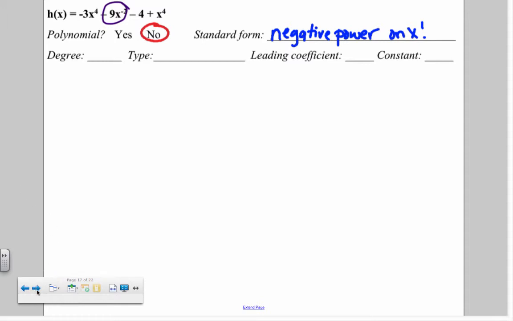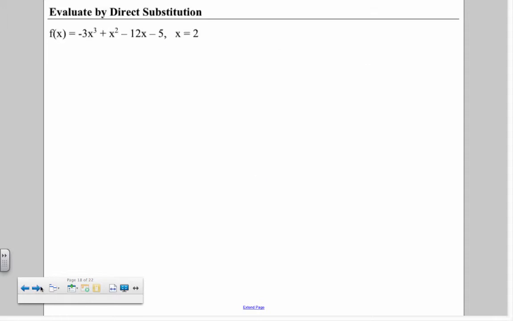Okay, let's go ahead and turn the page over, and we'll be talking about evaluating by direct substitution. So evaluating by direct substitution is really something you've been doing forever. You've been doing it on your mental math quizzes. You've been doing it in previous ones. Now we're just dealing with higher powers. What we want to do here is plug x into our function and evaluate.